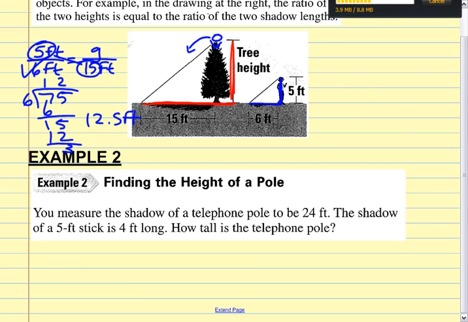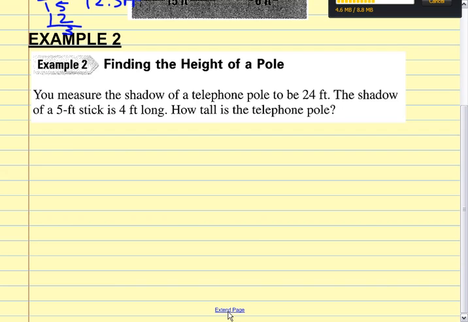So, okay, folks, here we go. Let's do this last example: finding the height of a pole. You measure the shadow of a telephone pole to be 24 feet. The shadow of a 5-foot stick is 4 feet long. How tall is the telephone pole?